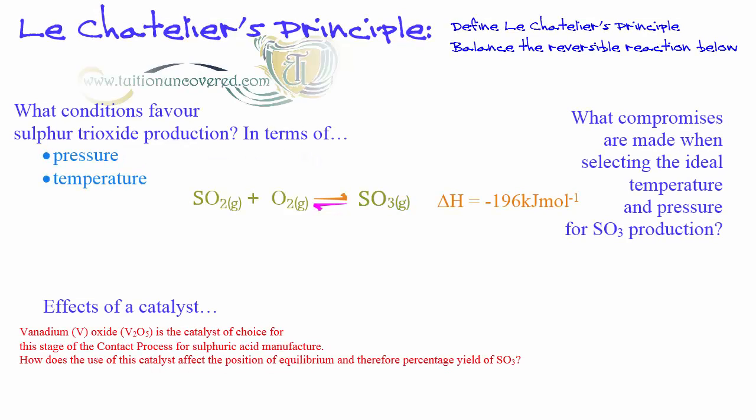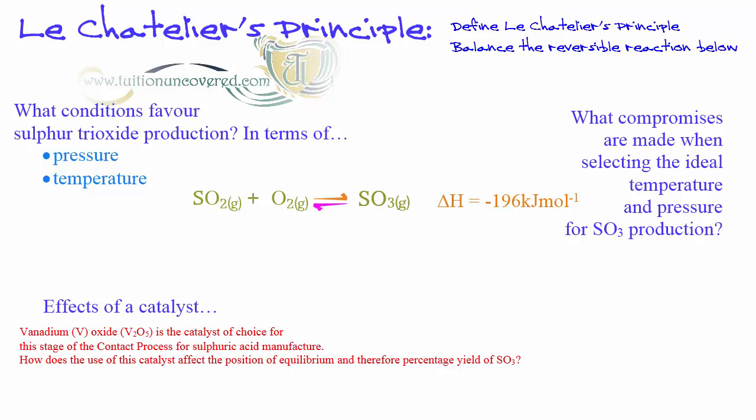Again, have a read. Le Chatelier's principle, define it. Balance the reversible reaction below. Here it is. What conditions favour sulfur trioxide production in terms of pressure and temperature? What compromises are made when selecting the ideal temperature and pressure for sulfur trioxide production? Effects of a catalyst. Vanadium(V) oxide is the catalyst of choice at this stage of the contact process for sulfuric acid manufacture. How does the use of this catalyst affect the position of equilibrium and therefore percentage yield of SO3? Have a think. I'll give you a few seconds. Pause the video before I reveal my answer.